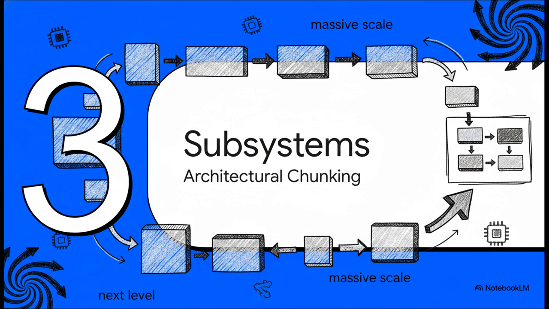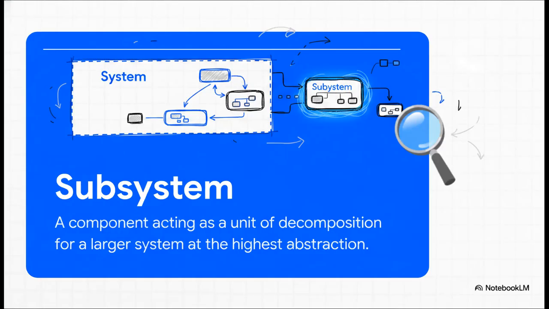Moving right along to Section 3. Subsystems, architectural chunking. So, how does all this build up to massive scale? Well, when components get too large, we graduate up to subsystems. A subsystem is essentially a massive component acting as a unit of decomposition for a larger system, right at the absolute highest level of abstraction. These are your major architectural chunks. They use ports and interfaces to connect together and create a unified system architecture.